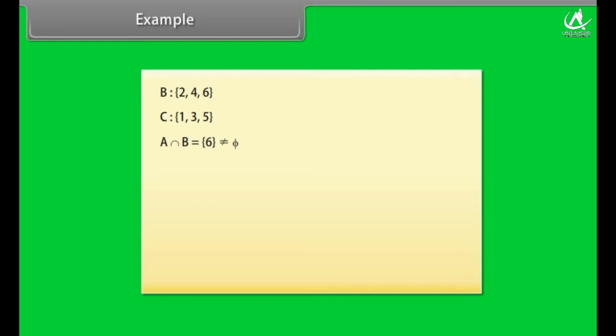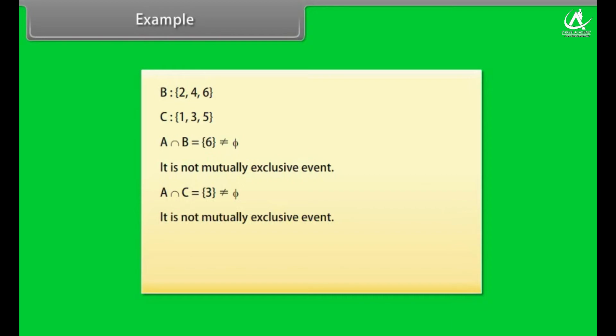A intersection B is equal to 6, which is not equal to phi. It is not a mutually exclusive event. A intersection C is equal to 3, which is not equal to phi. It is not a mutually exclusive event. B intersection C is equal to phi. It is a mutually exclusive event.